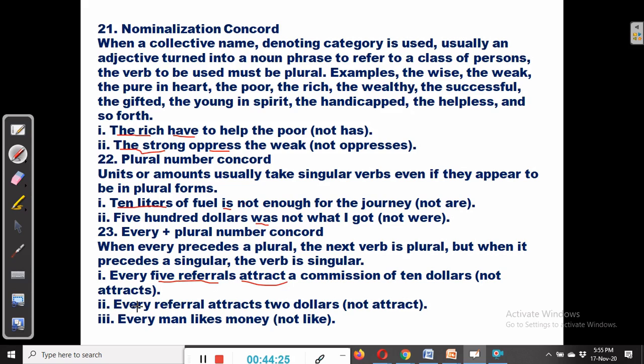The second example, every referral attracts $2. You can see, because every comes before a singular subject, every referral attracts, but every 5 referrals attract. So that's the difference. Now the third example, every man likes money. Of course, because this is singular, every man, the verb is singular. Alright, so we shall be looking at the last two rules of Concord.